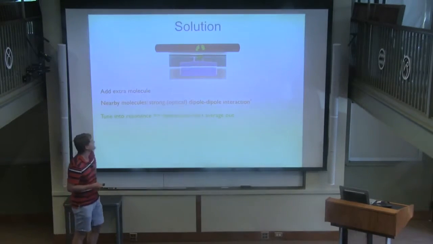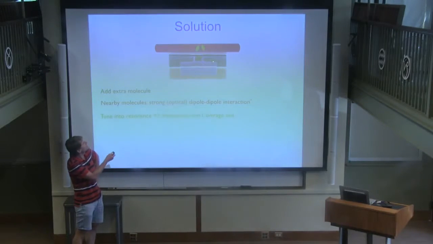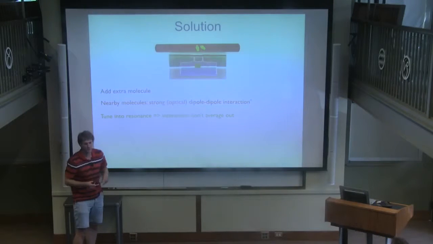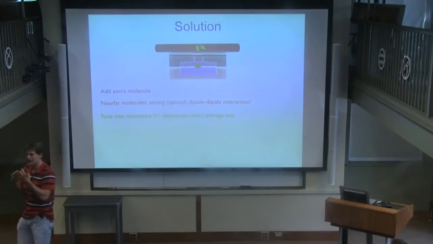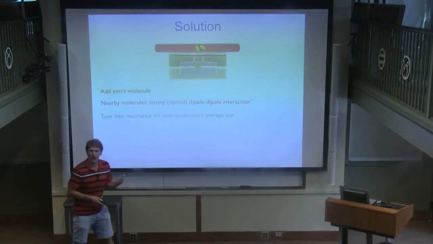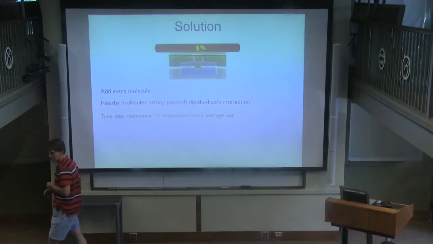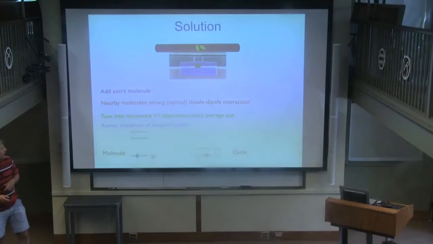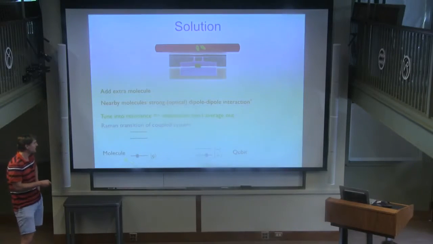So essentially what is happening is that these here sort of swing in resonance with these. And this means that there is, in fact, still a resonant interaction which doesn't average out between this molecule and this Cooper pair.